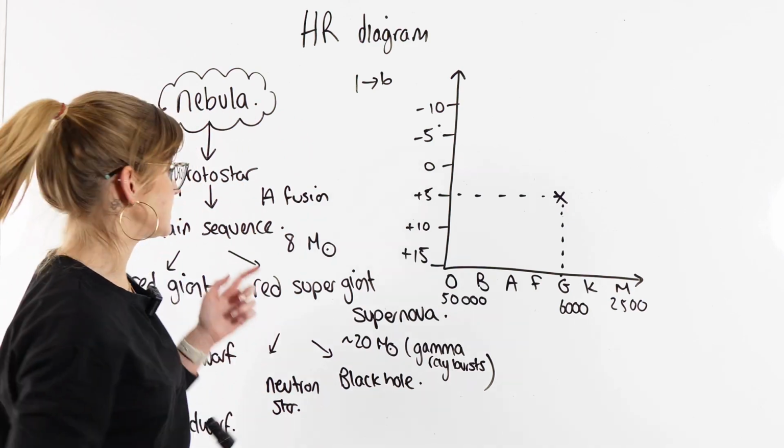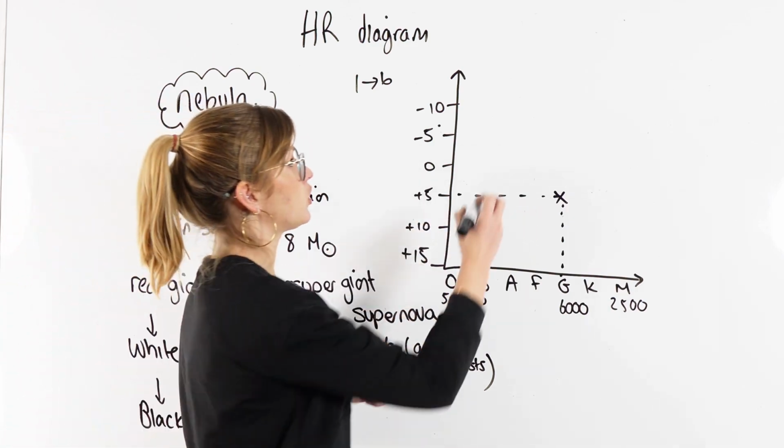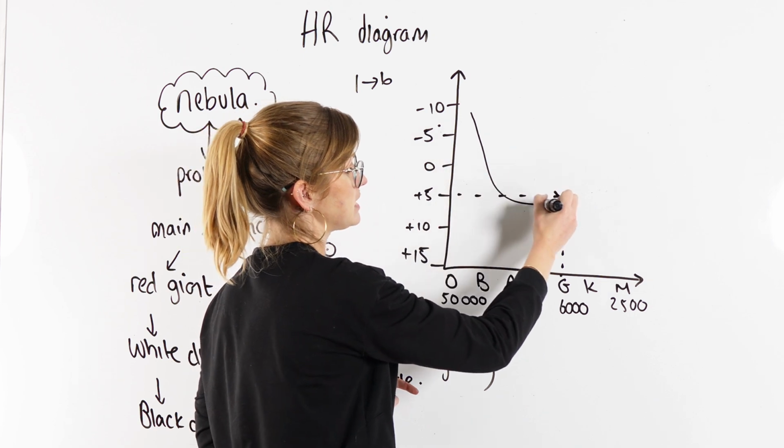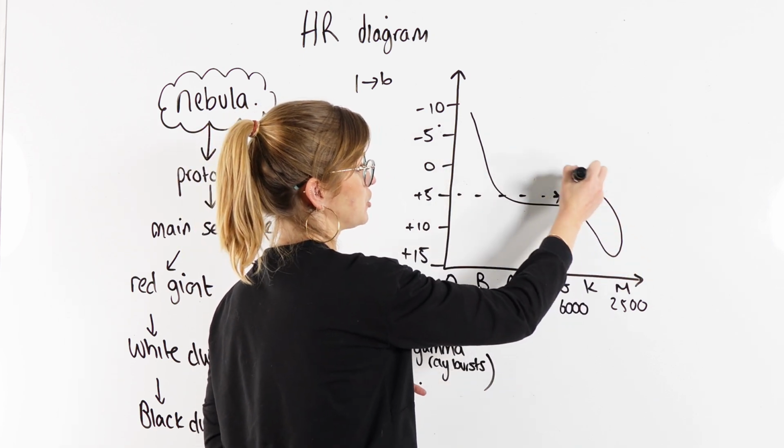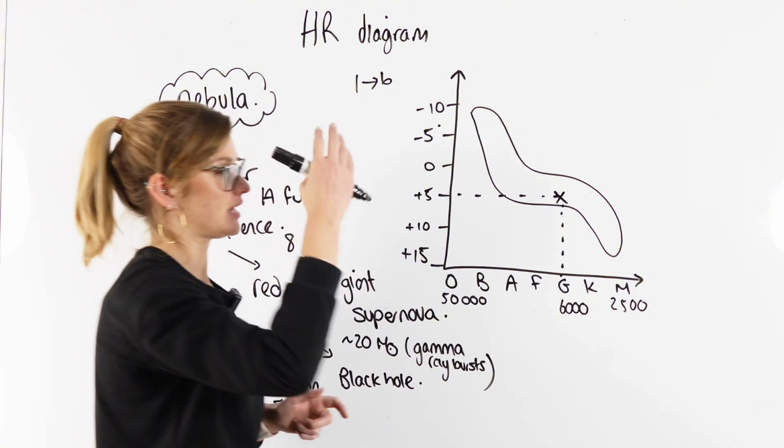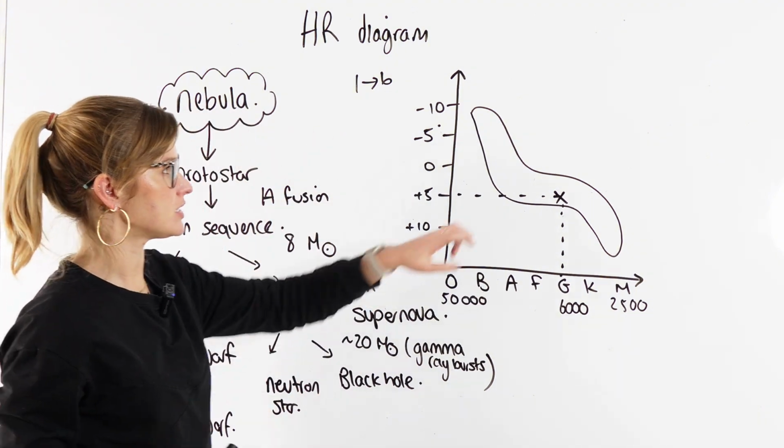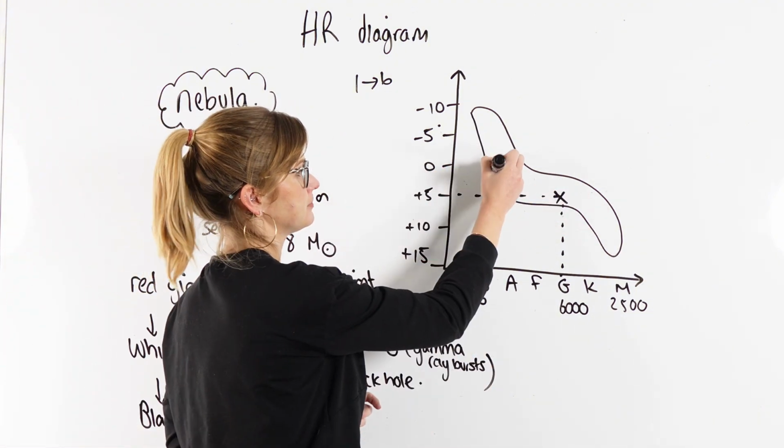And like we said before, it's a main sequence. So when you're drawing this, make sure that when you draw your main sequence, your sun is within it. So these are your main sequence stars, a bit like a shelf. So these are all my main sequence.